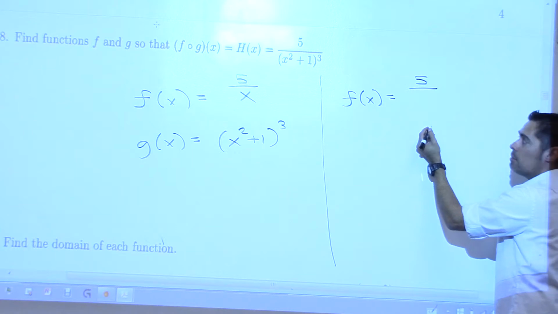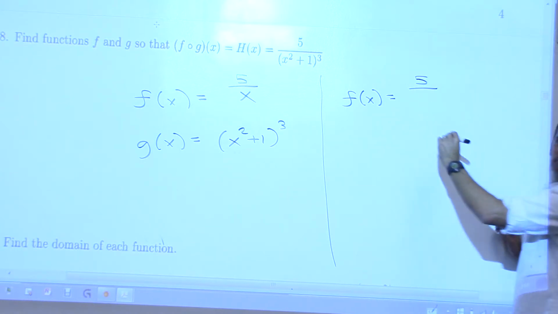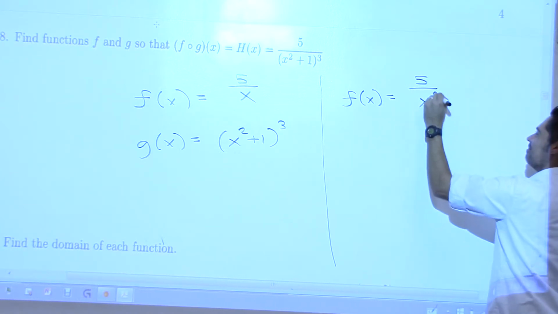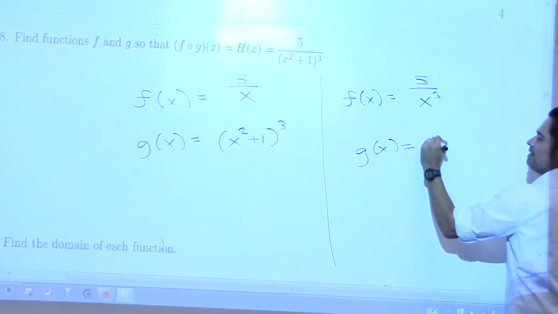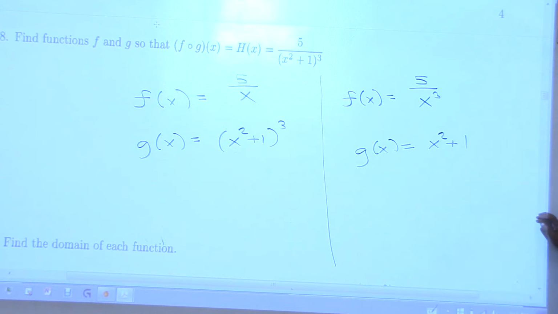Let's do x cubed, and g of x is x squared plus 1, right? That would work also. So you might have different answers. But do you understand what's being asked?